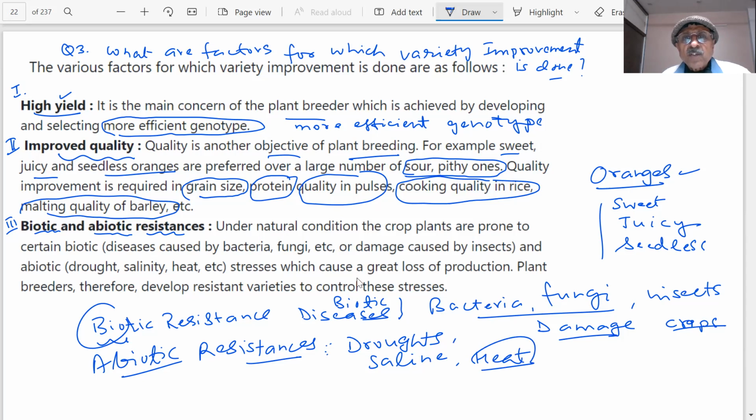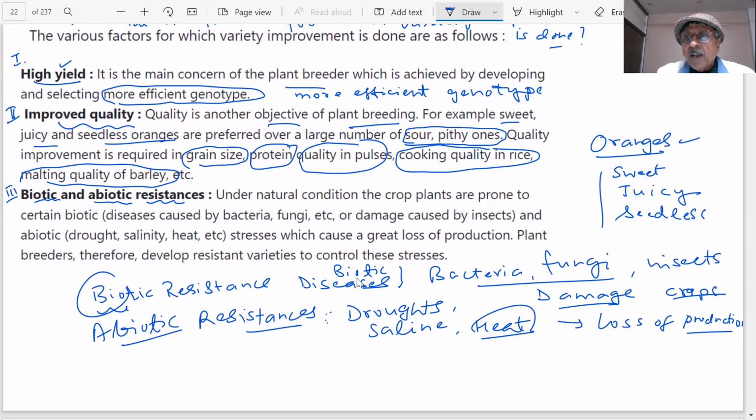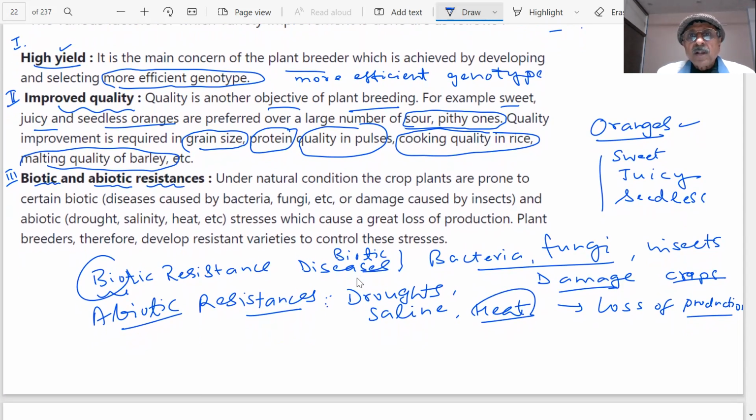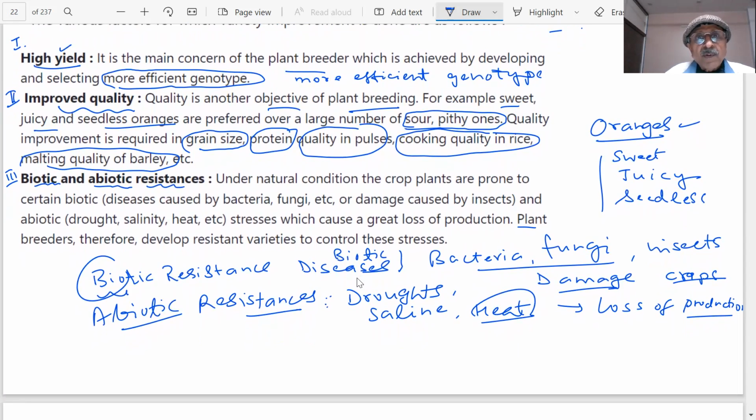So these stresses which cause great loss of production, students. What will they cause? Loss of production, right? Yes, sir. Loss of production. So plant breeders, therefore, develop.